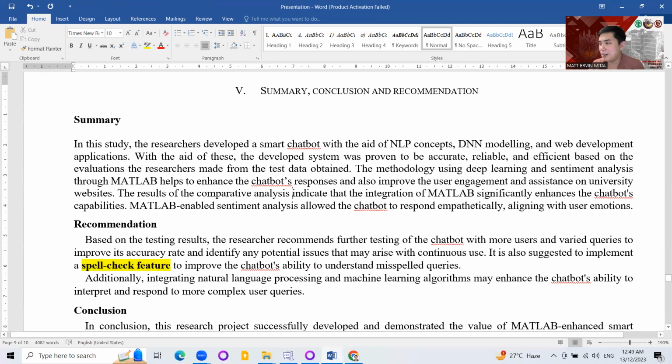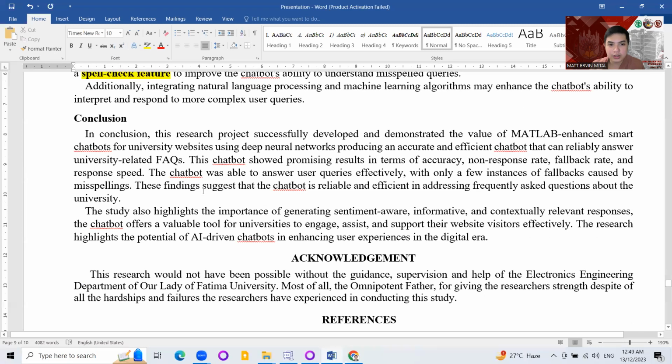So, as you can see, the chatbot hasn't answered the questions correctly when there are spelling concerns. So a spell check feature for the chatbot would increase the number of accurate responses and also give an ideal result for the non-response time. Okay, so as a conclusion, this finding suggests that the chatbot is reliable and efficient in addressing frequently asked questions about the university. So as simple as that, I think the paper achieved our goal. However, I think this is just a start of a more promising system for our university.